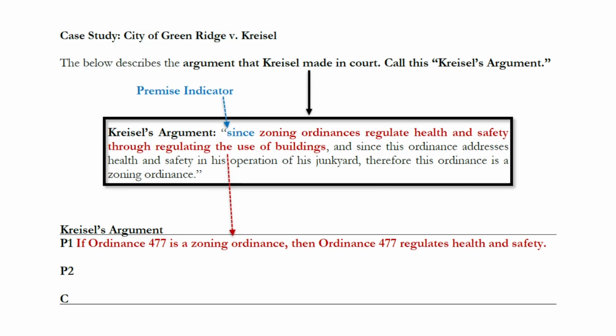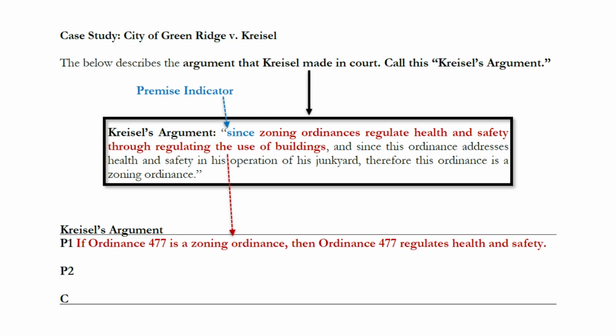The following is a description of the argument that Kreisel made in court. Since zoning ordinances regulate health and safety through regulating the use of buildings, and since this ordinance addresses health and safety in his operation of the junkyard, therefore, this ordinance is a zoning ordinance. Now, is this a good argument? Well, the first thing we need to do is to put the argument into standard form.